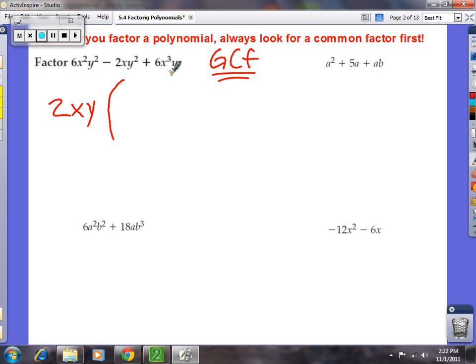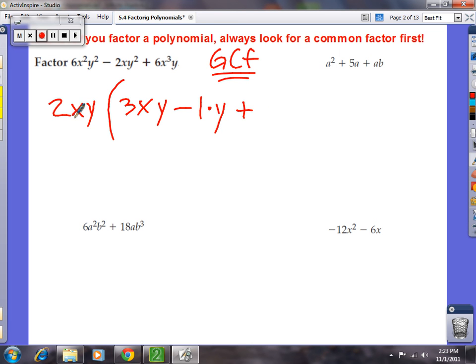So if you factor it out of the first term, 2 times what is 6? 3. X times what is x squared? X. And y times what is y squared? Y. Now let's put a minus, because they have a minus. Thomas, 2 times what is 2? Just 1, and you don't even need to write it. You can if you want. X times what is x? Just 1 again, you don't need to write it. Y times what's y squared? Y.